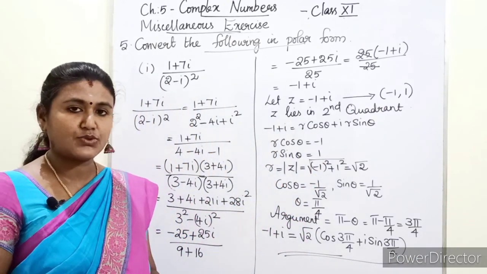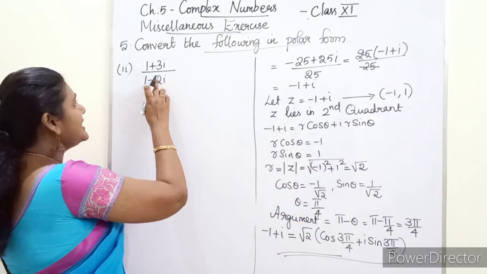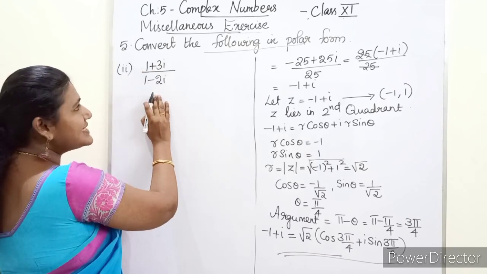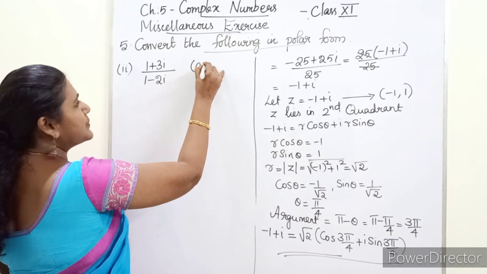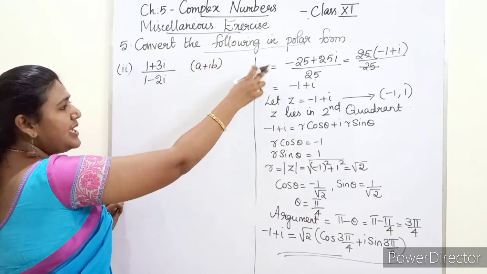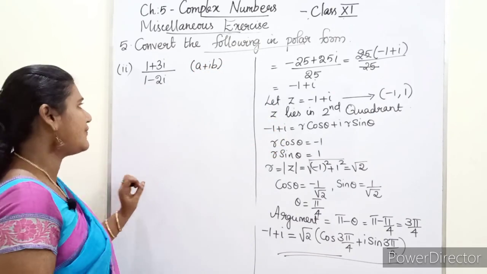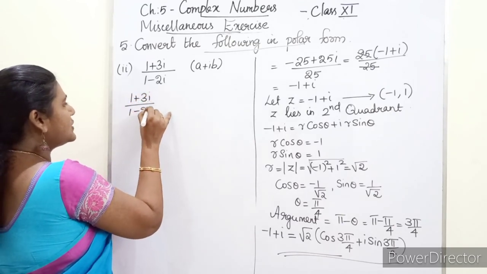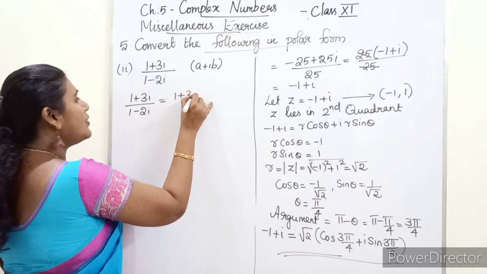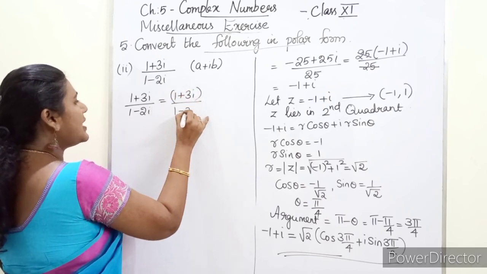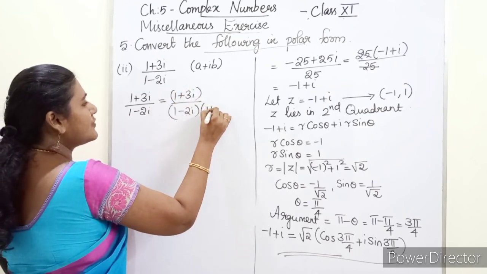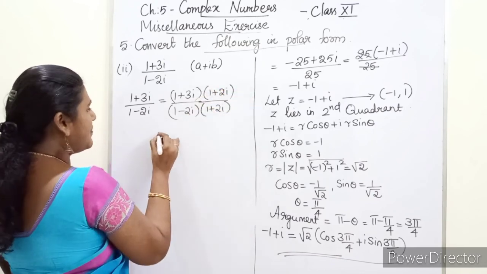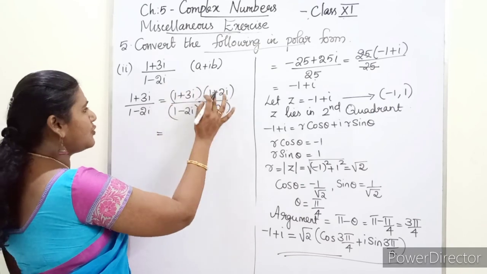Now we will see the next question. The second question is (1 plus 3i) by (1 minus 2i). So first we will simplify this and express it in the form a plus ib. Then we will find the polar form. So for (1 plus 3i) by (1 minus 2i), we will multiply both numerator and denominator by the conjugate of the denominator. So what is the conjugate of the denominator? 1 plus 2i.